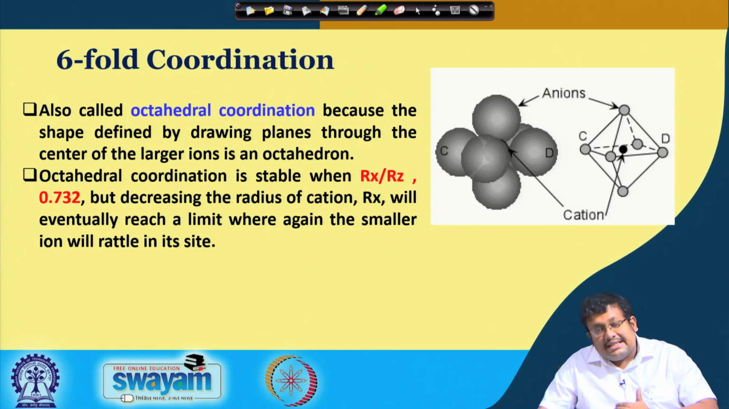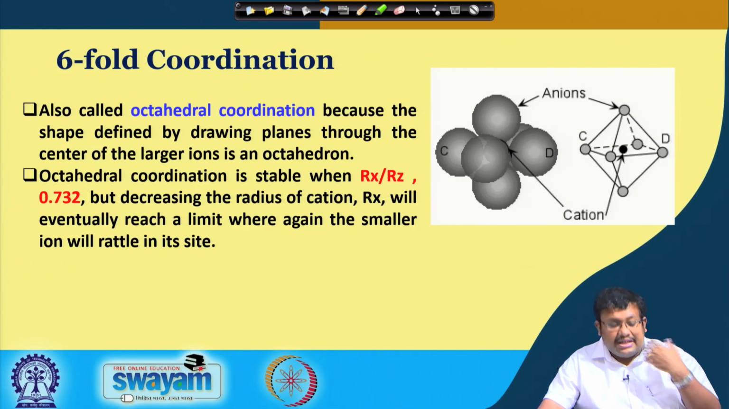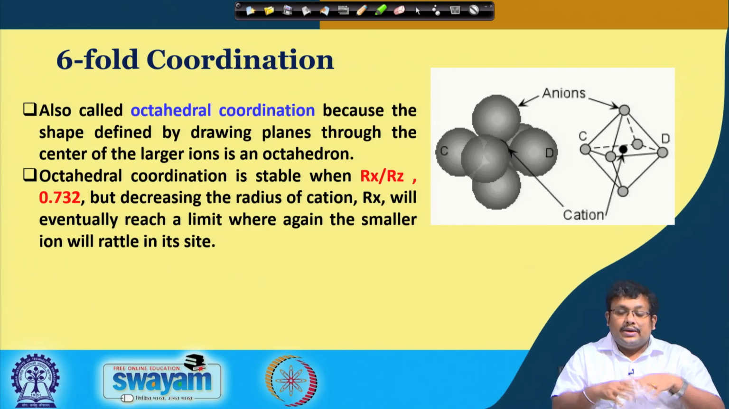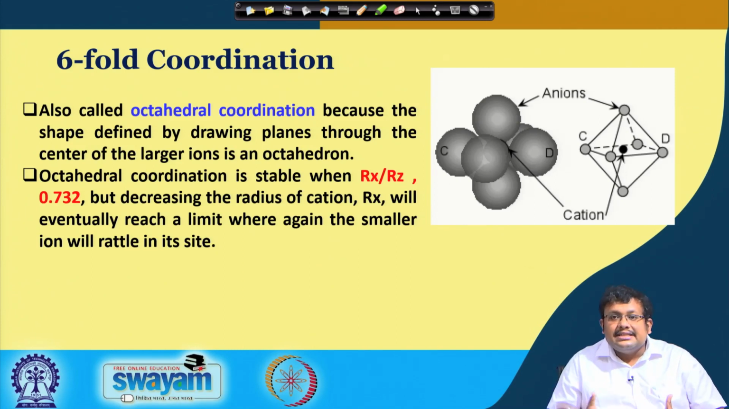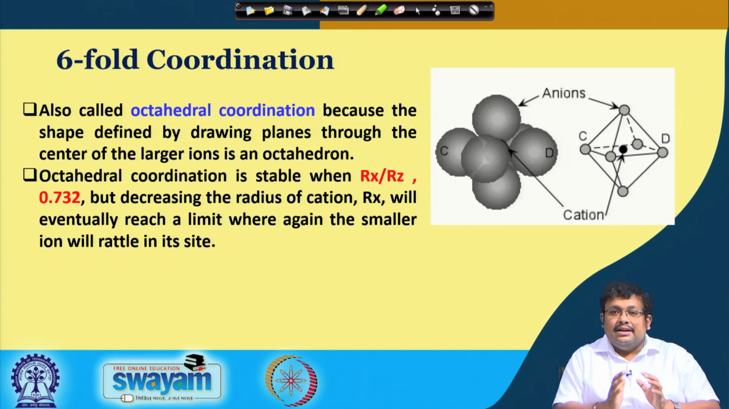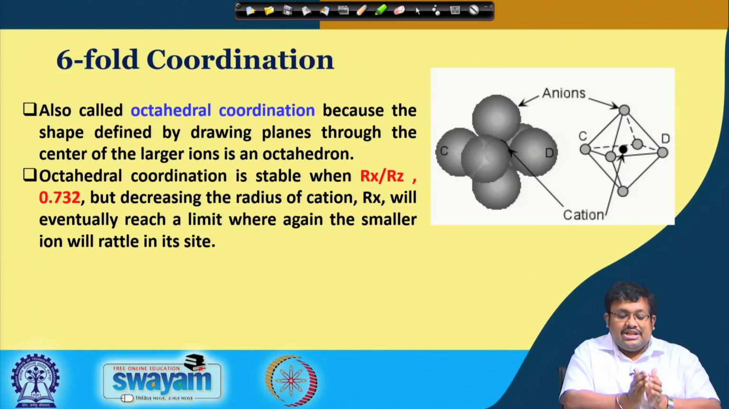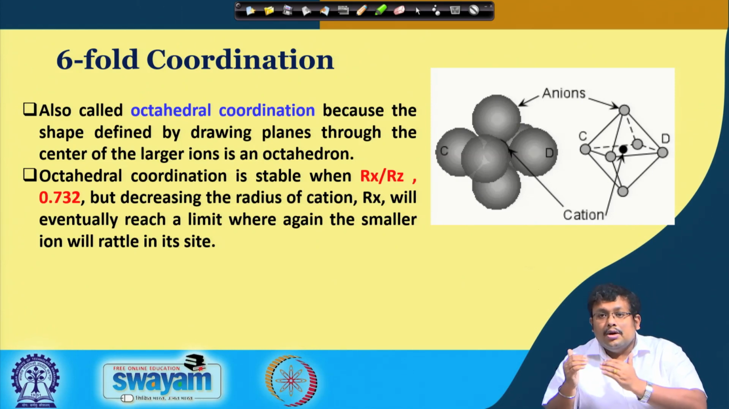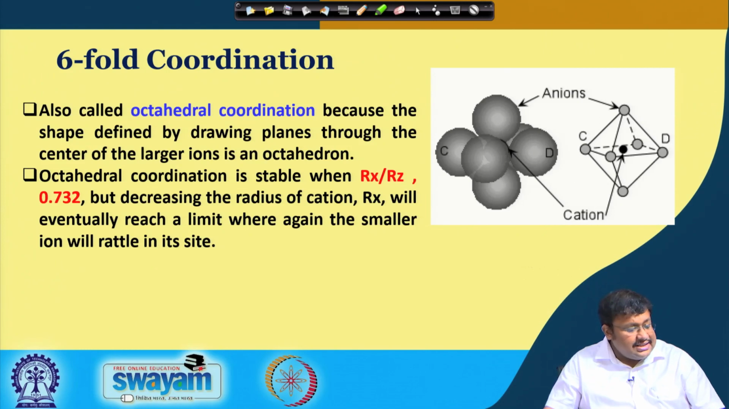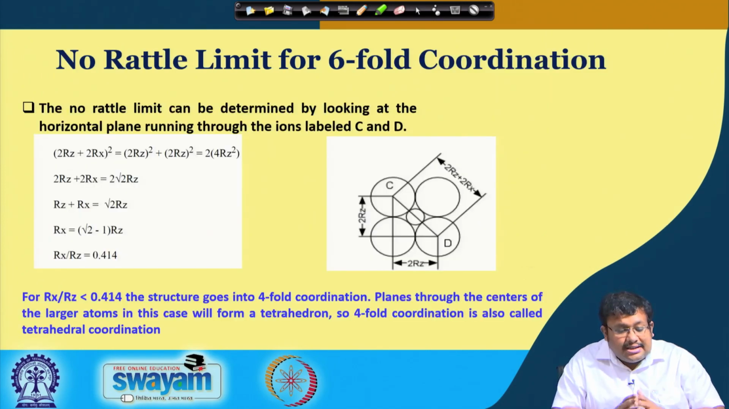However, by decreasing the radius of the cation further, that is Rx, if we go on reducing the value of Rx, we will eventually reach a limit where again the ion will rattle in its site. Then the coordination will change from octahedral coordination to a new coordination. Let us see how it happens. If we consider the no rattle limit for 6-fold coordination, we will get a similar type of calculation.